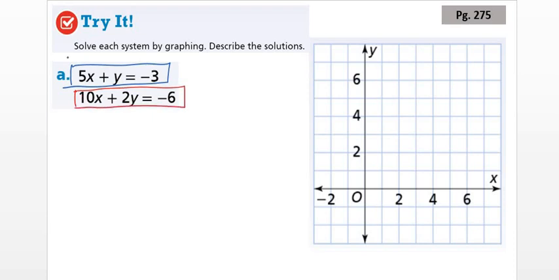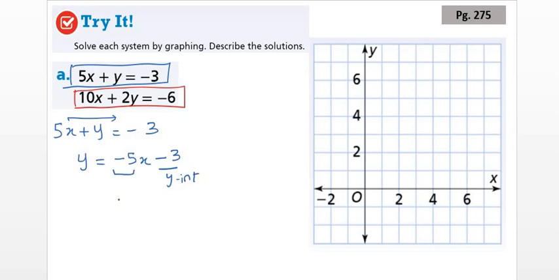Okay, so let's focus on the first one. It says 5x plus y equals negative 3. So what is the slope intercept form? In the slope intercept form, we have y on its own, and then we have to move this 5 to the other side, so it will change into negative 5x, and already I have negative 3 over here. So this is the y-intercept, and this one is the slope m. So I can say m equals negative 5 over 1. I will write it as a fraction.